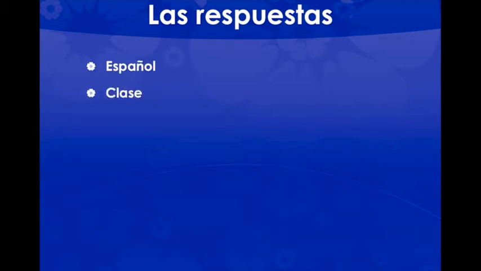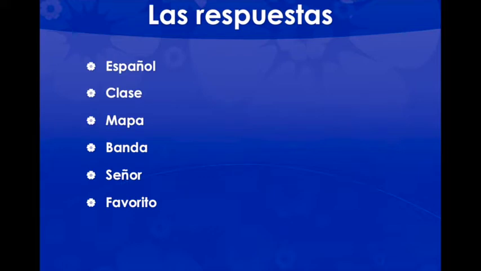So to spell out these words, E, S, P, A, N, O, L is Español. C, L, A, S, E is clase. M, A, P, A is mapa. B, A, N, D, A is banda. And señor is S, E, N, O, R.